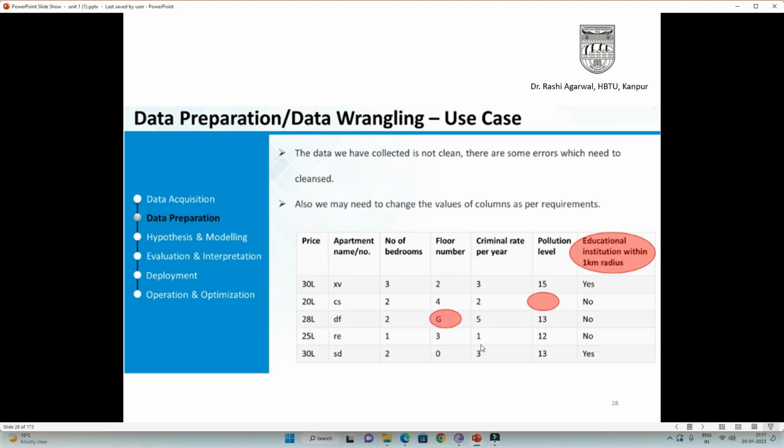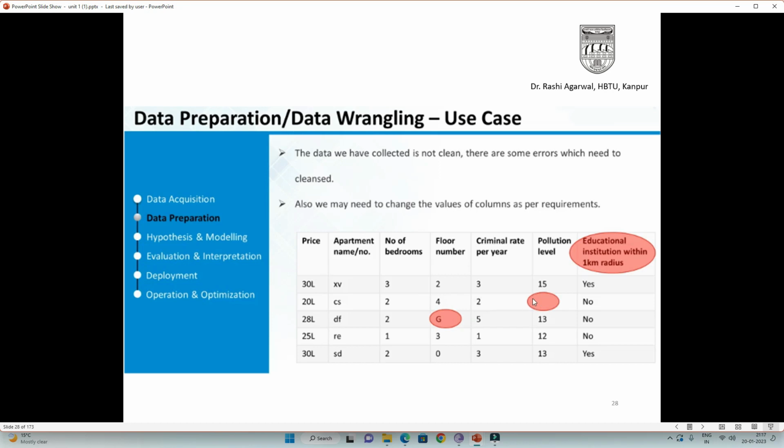Here in this data itself, you can see the flow number is referred to as G here and 0 over here. So for us, it needs to be consistent, and these are numerical numbers. So I will remove this G instance and I will convert it into a 0. Similarly, there may be some missing values. So for certain areas, maybe I do not have a pollution level.